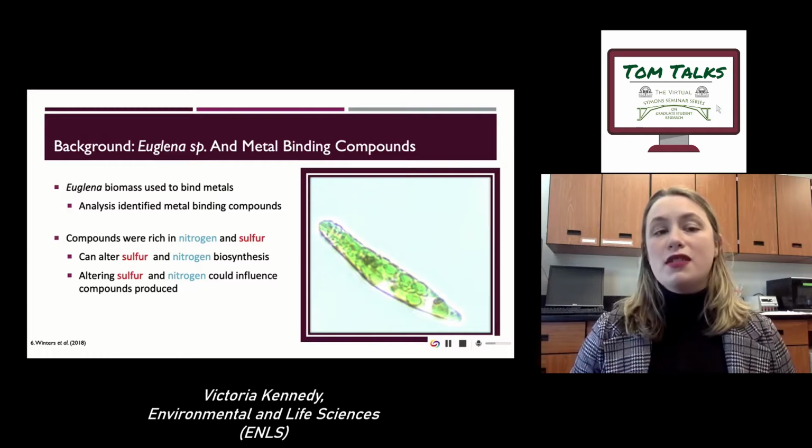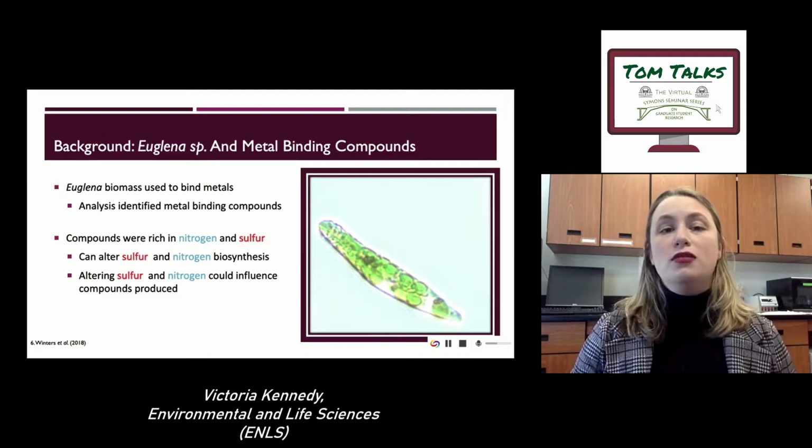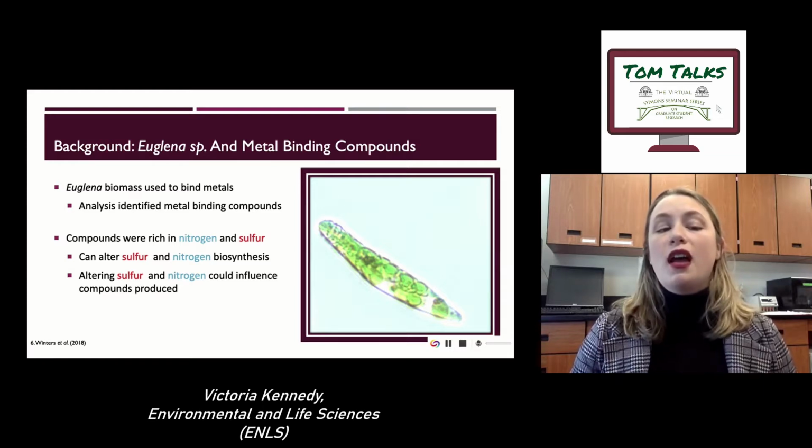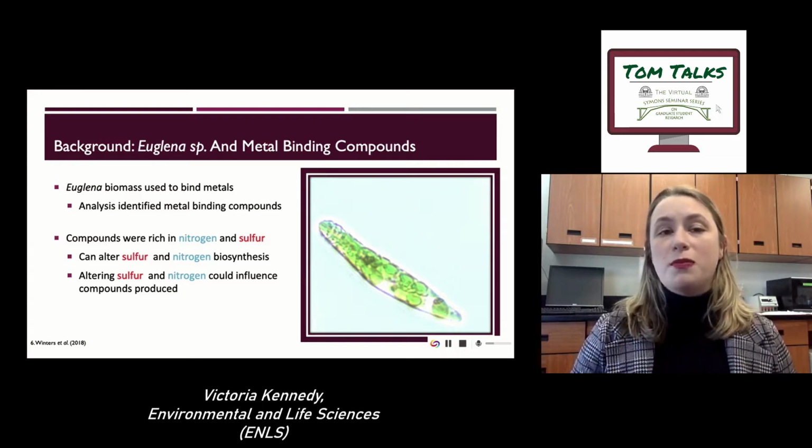So in 2017-2018, researchers used Euglena biomass, so dried Euglena cells, to bind metals, and they did a chemical analysis. What they found was that there were actually metal-binding compounds present in the cells. They found that these compounds were rich in nitrogen and sulfur, and so they thought that they could potentially alter the sulfur and nitrogen biosynthesis pathways within the cell. This led to the hypothesis that altering sulfur and nitrogen could actually influence the compounds that are being produced by Euglena.